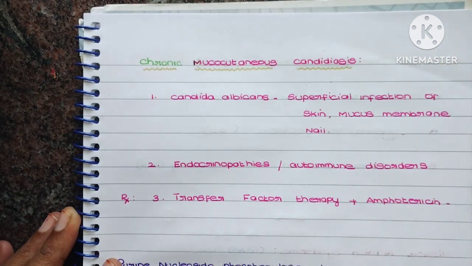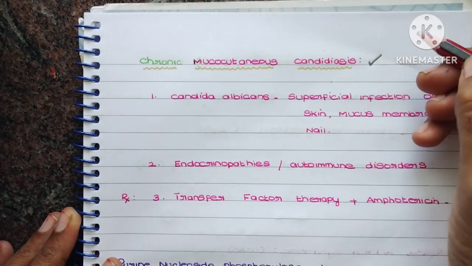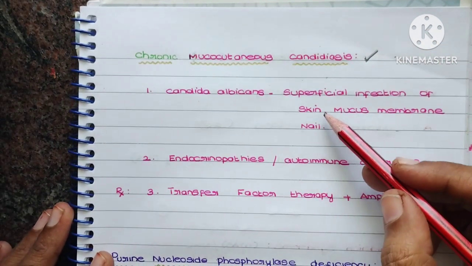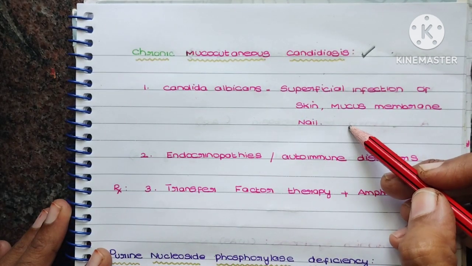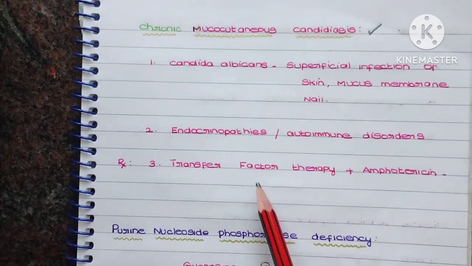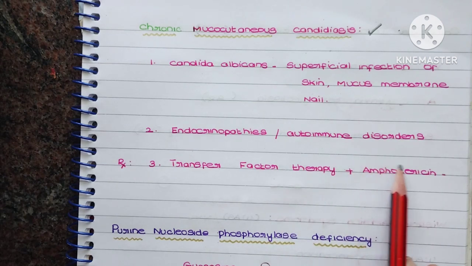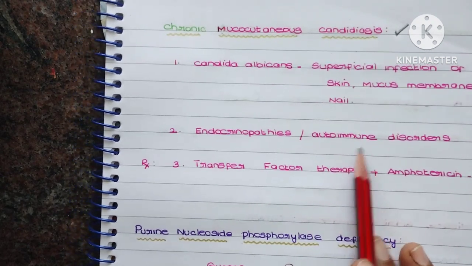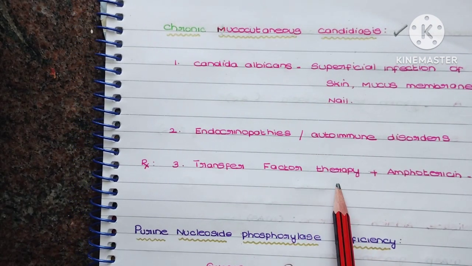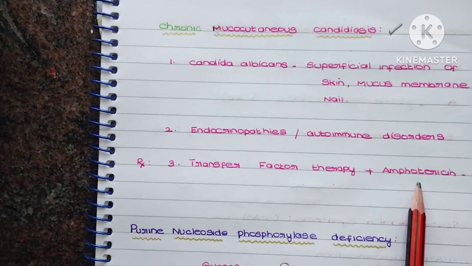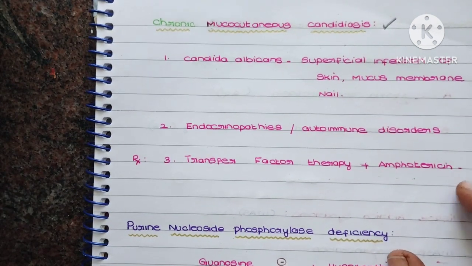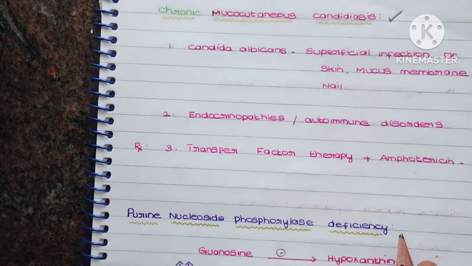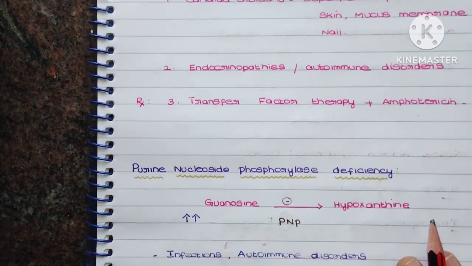Chronic mucocutaneous candidiasis. From the name you can get it first, it is a candidiasis. It causes a superficial infection of the skin, mucous membrane and the nail. It also causes endocrinopathies and autoimmune disorder. The treatment is transfer factor therapy and amphotericin. I will be focusing only on the important points, and these are previous questions too.